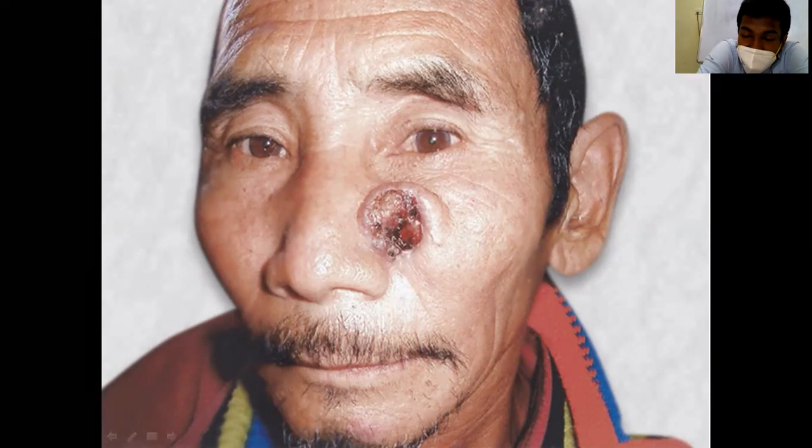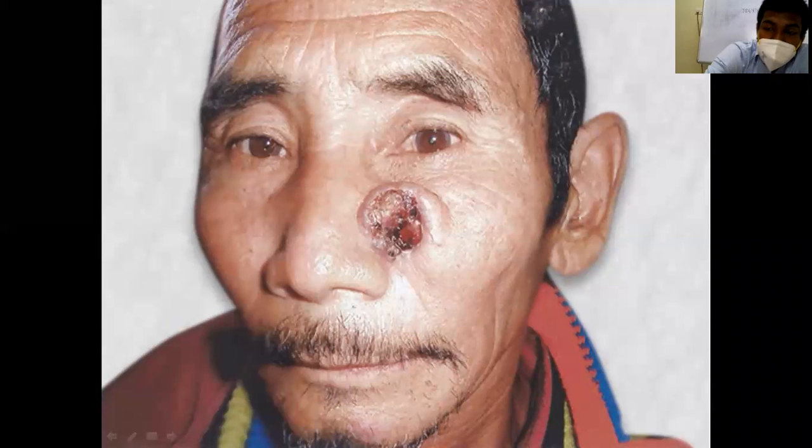Something that is absent, that is not found in basal cell carcinoma in histology? There is no presence of prickle cells and epithelial pearls. Prickle cells and epithelial pearls are not present.